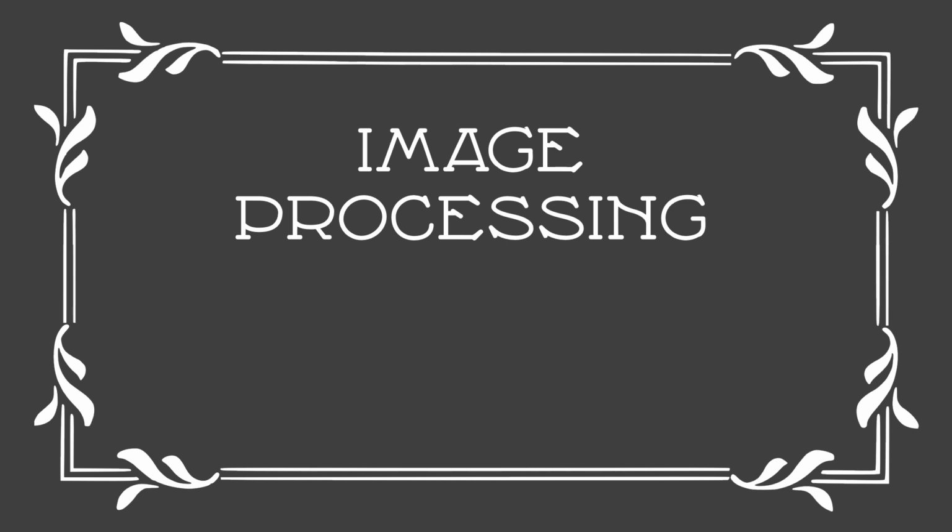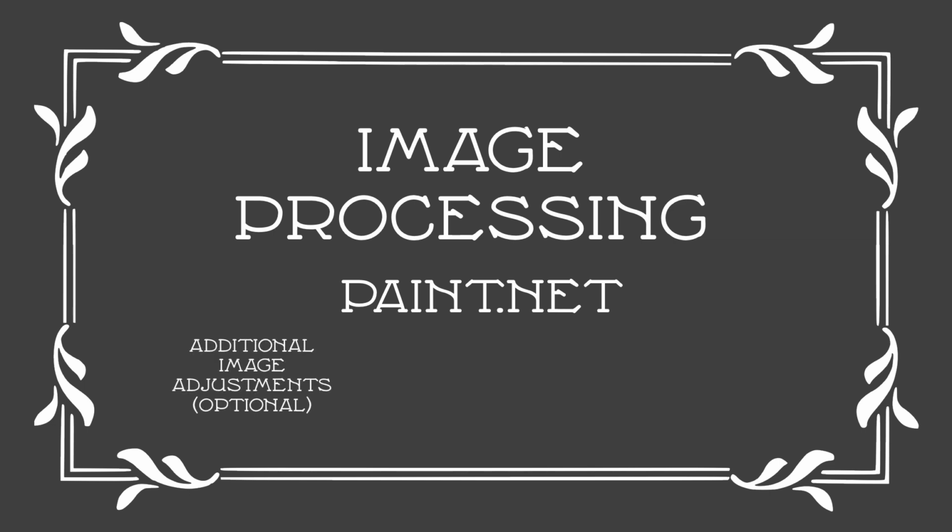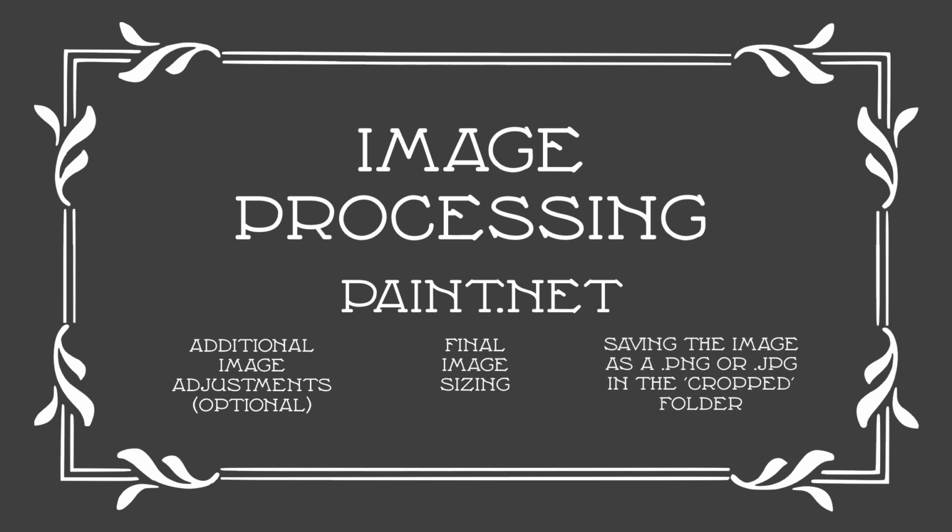Once all of the raw images have gone through these 3 steps, it is time to switch to the Paint.net software. In Paint.net, each image will receive additional, optional adjustments, undergo final image sizing, and, finally, be saved as a PNG or JPEG file in the cropped folder.